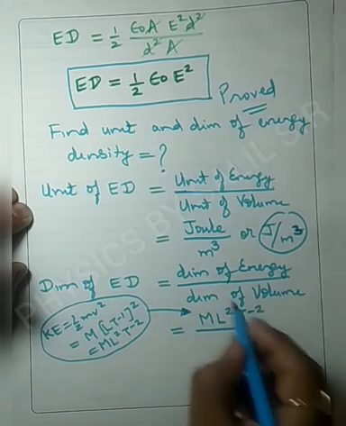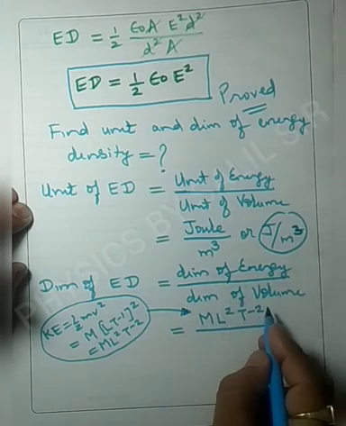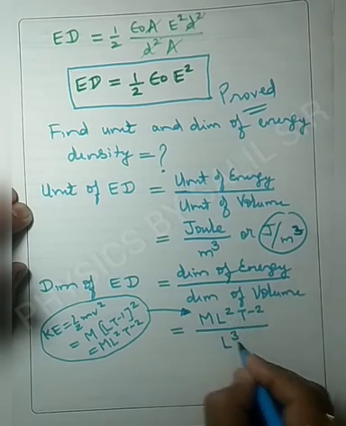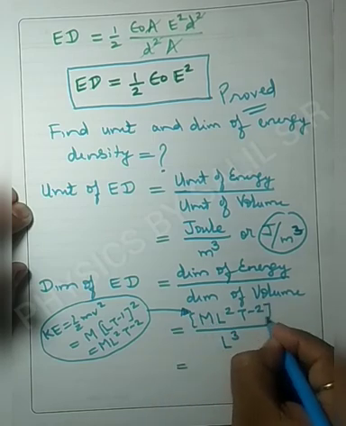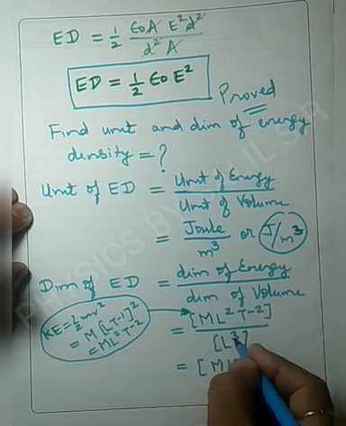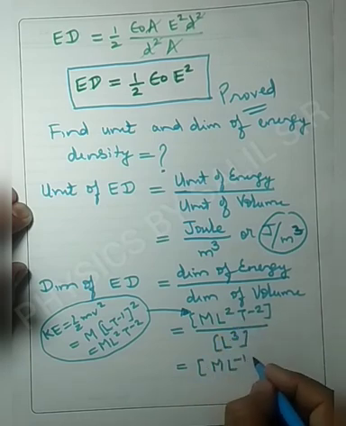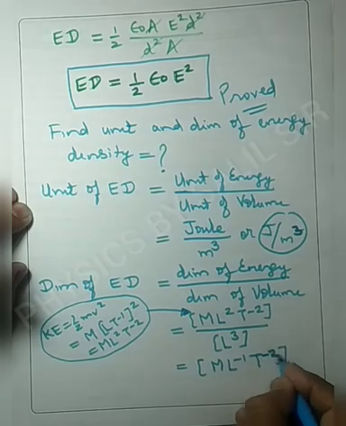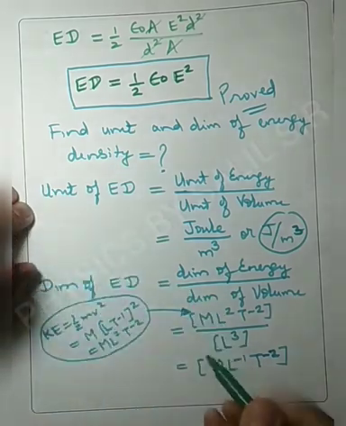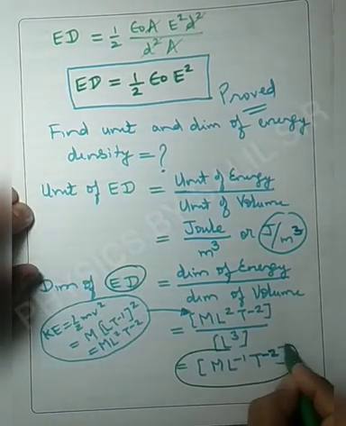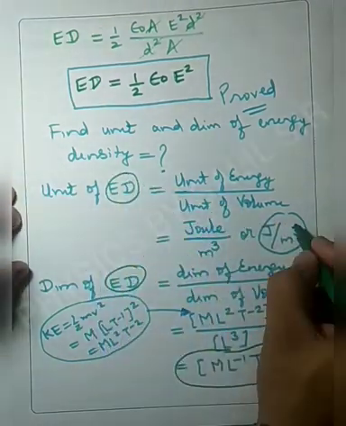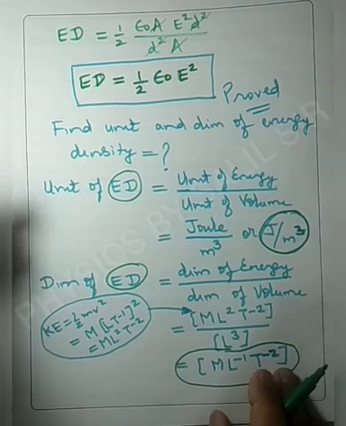So ML²T⁻² will be the dimension of energy, and the dimension of volume, you know, is length into breadth into height, so it will be L cube. So finally what we'll get, it will be M L to power -1, since the cube goes up it becomes -3 + 2 = -1, and T to power -2. So finally we got the dimension of energy density as ML⁻¹T⁻² and the unit of energy density as joule per meter cube. Thank you.